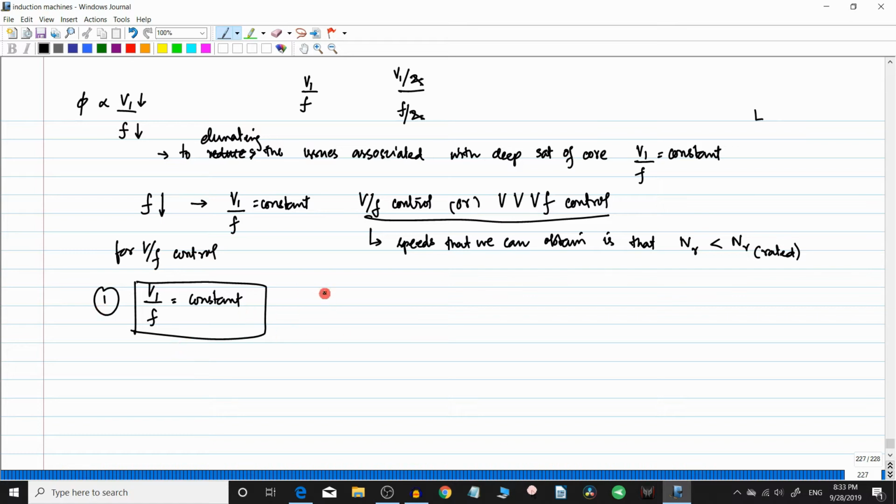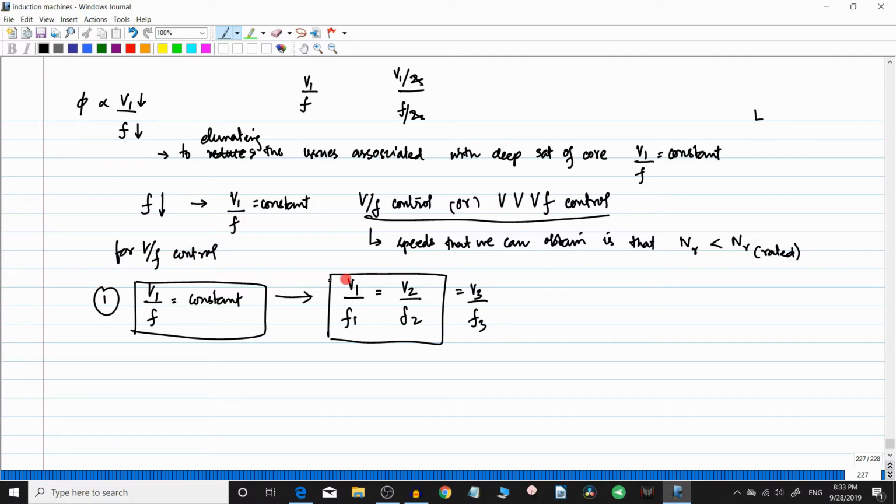That means V1 by F1, where V1 is the initial voltage and F1 is the initial frequency, will be equal to V2 by F2. Okay, so this is the condition that you have to follow. And this will also be equal to V3 divided by F3, where V3 and F3 are the third iteration of change. So that is one thing that you have to remember.